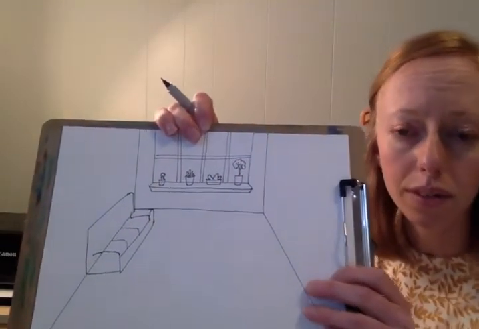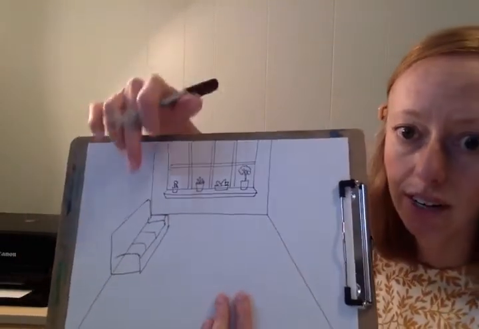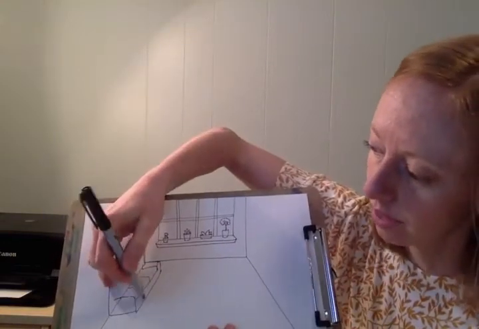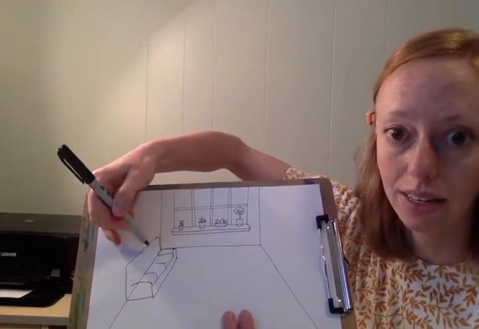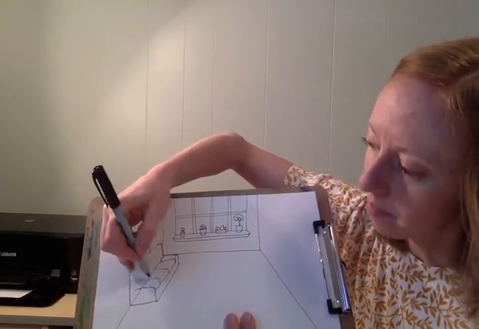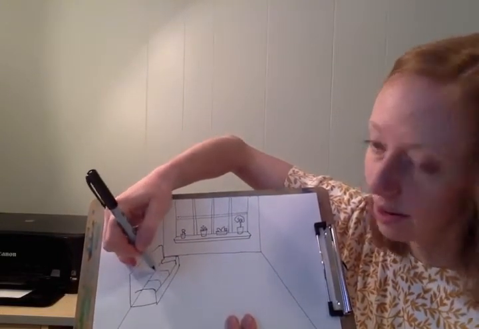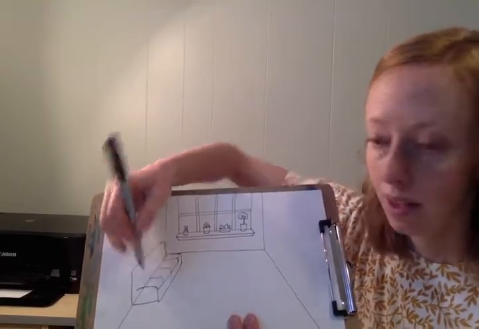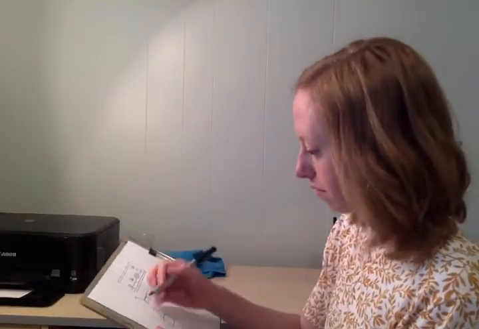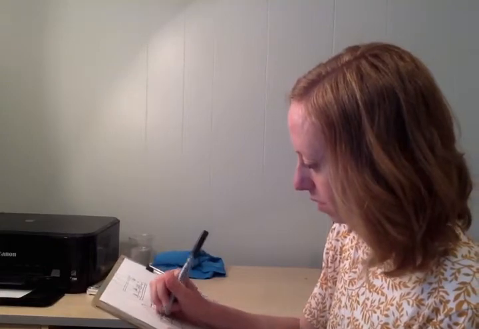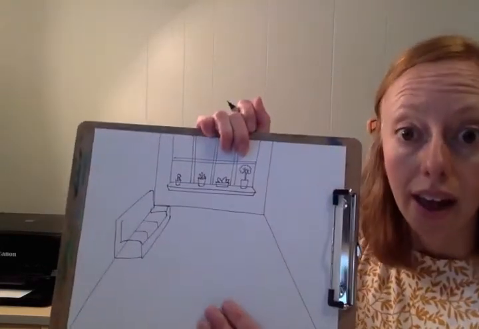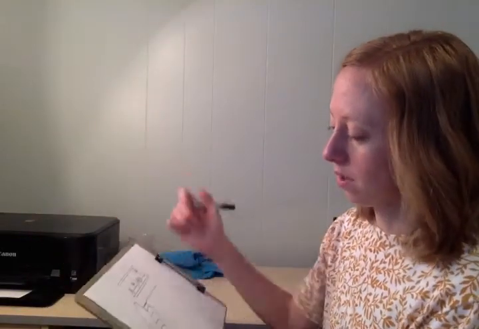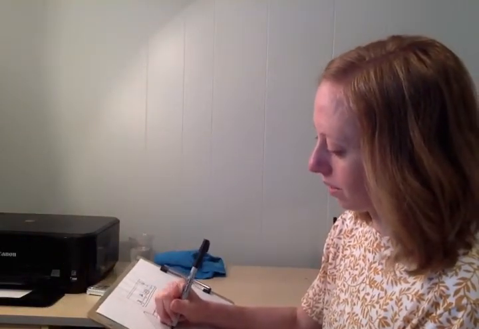So hopefully you can see how I'm matching the couch to the way that the room looks slanted to us, and then I'm drawing some cushions here and just kind of experimenting with it as I go. So here's my couch, and then I'd like to have some pillows on my couch.